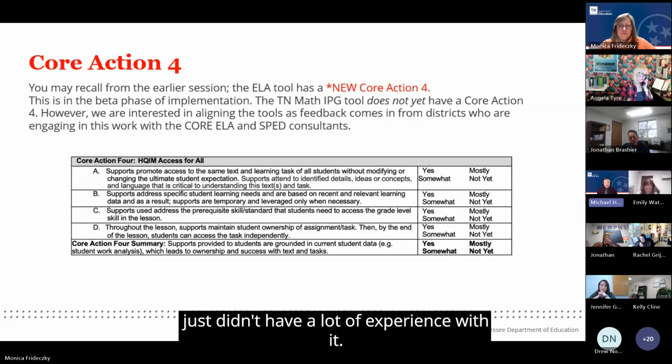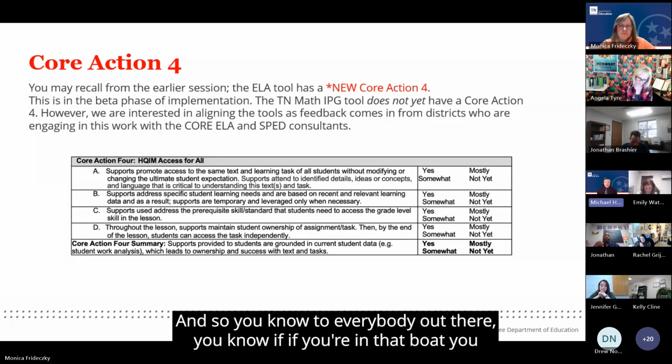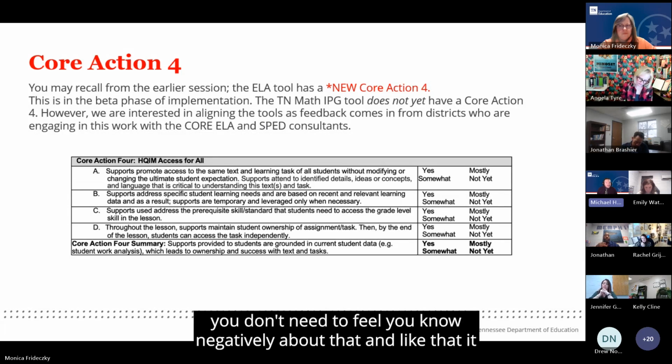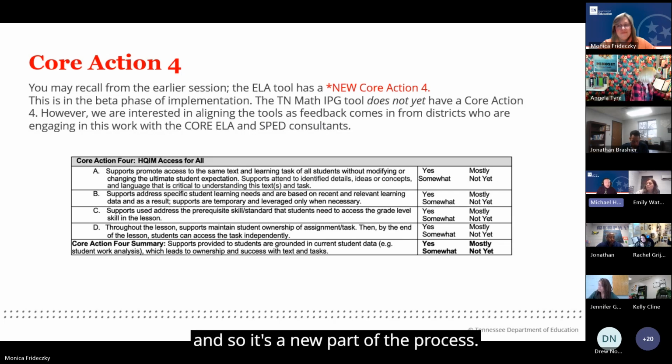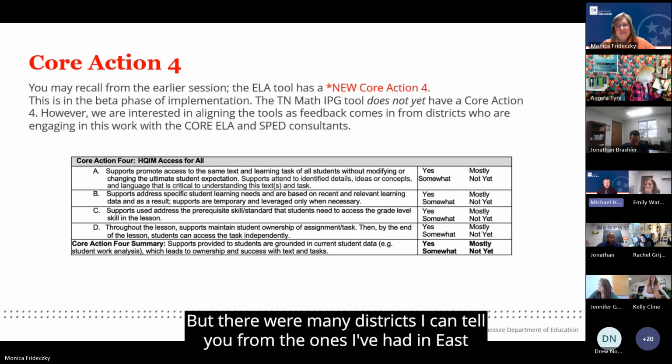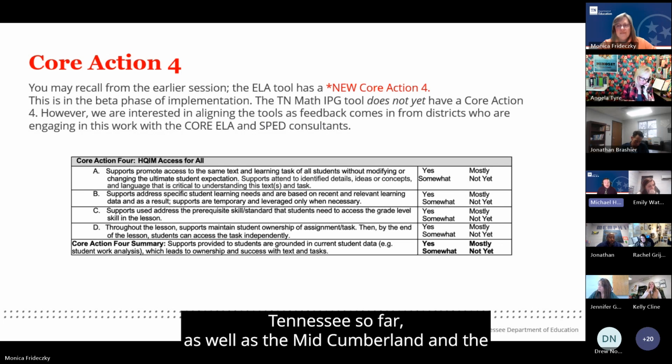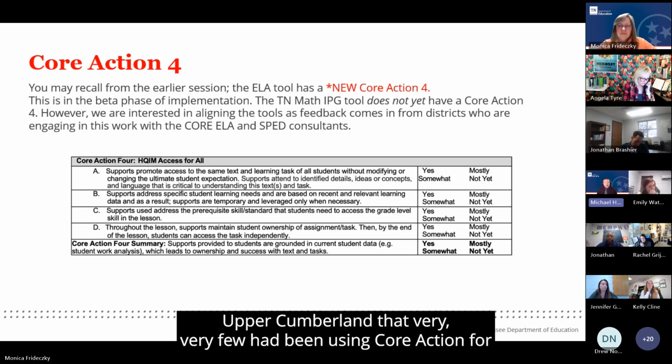And so, to everybody out there, if you're in that boat, you don't need to feel negatively about that. I think you're all in this together. It's a new part of the process. But there were many districts, I can tell you from the ones I've had in East Tennessee so far, as well as the Mid Cumberland and the Upper Cumberland, that very, very few had been using Core Action 4.